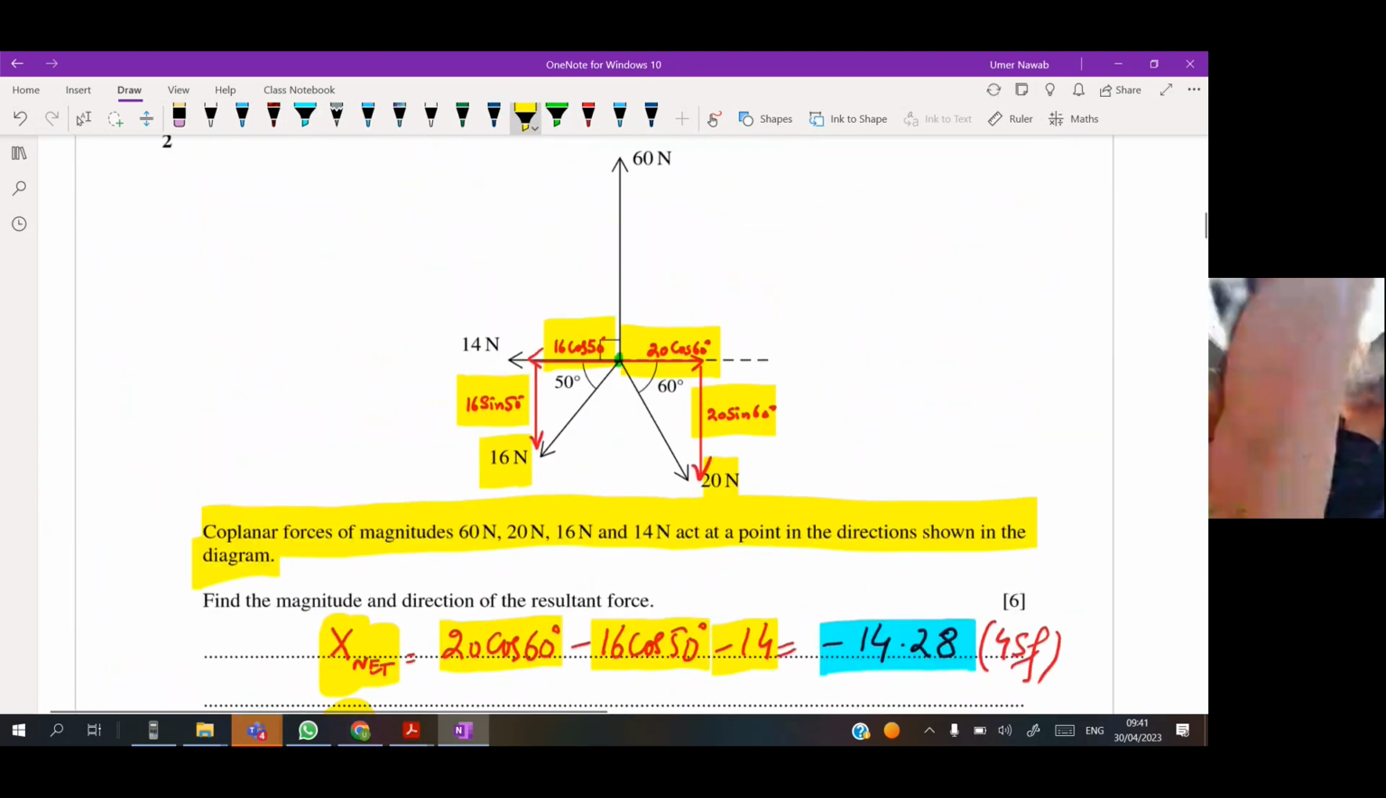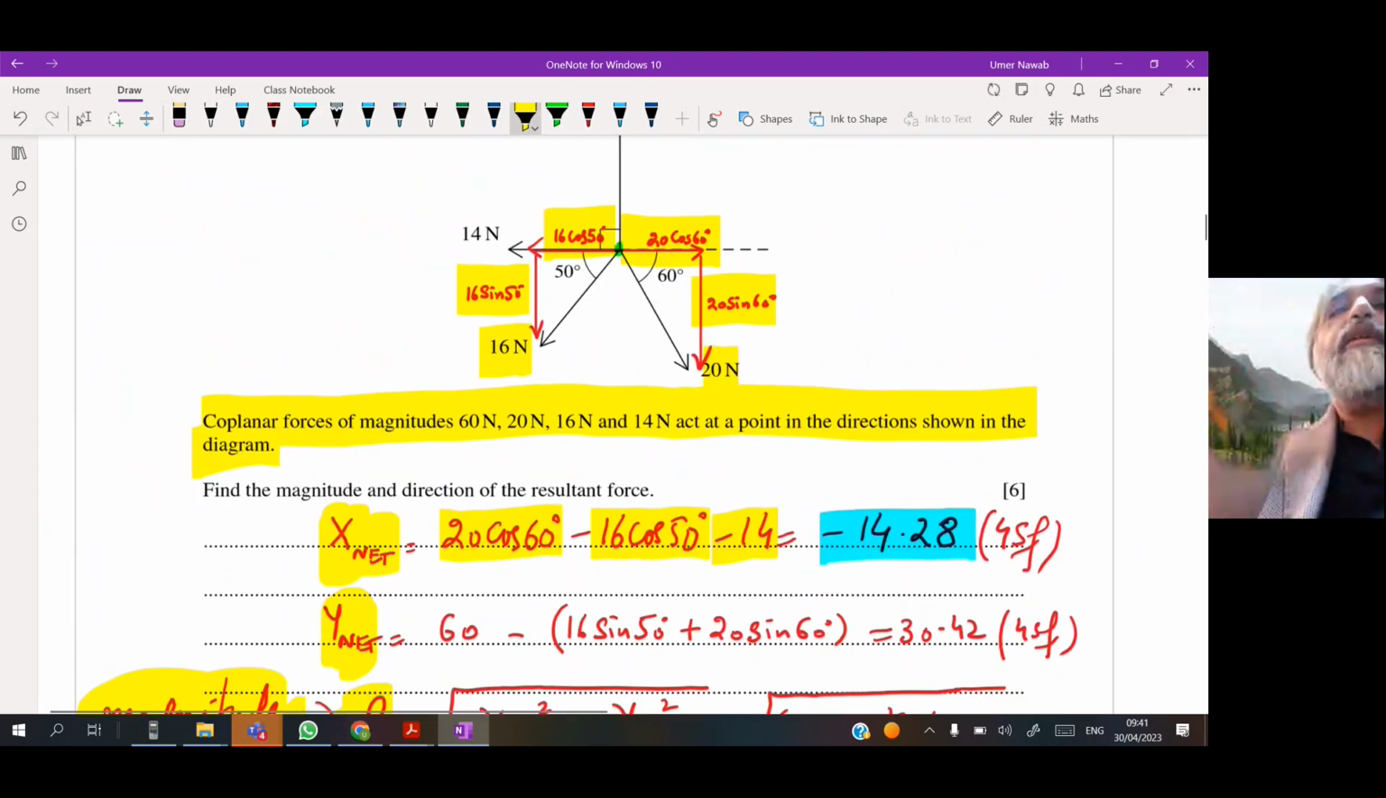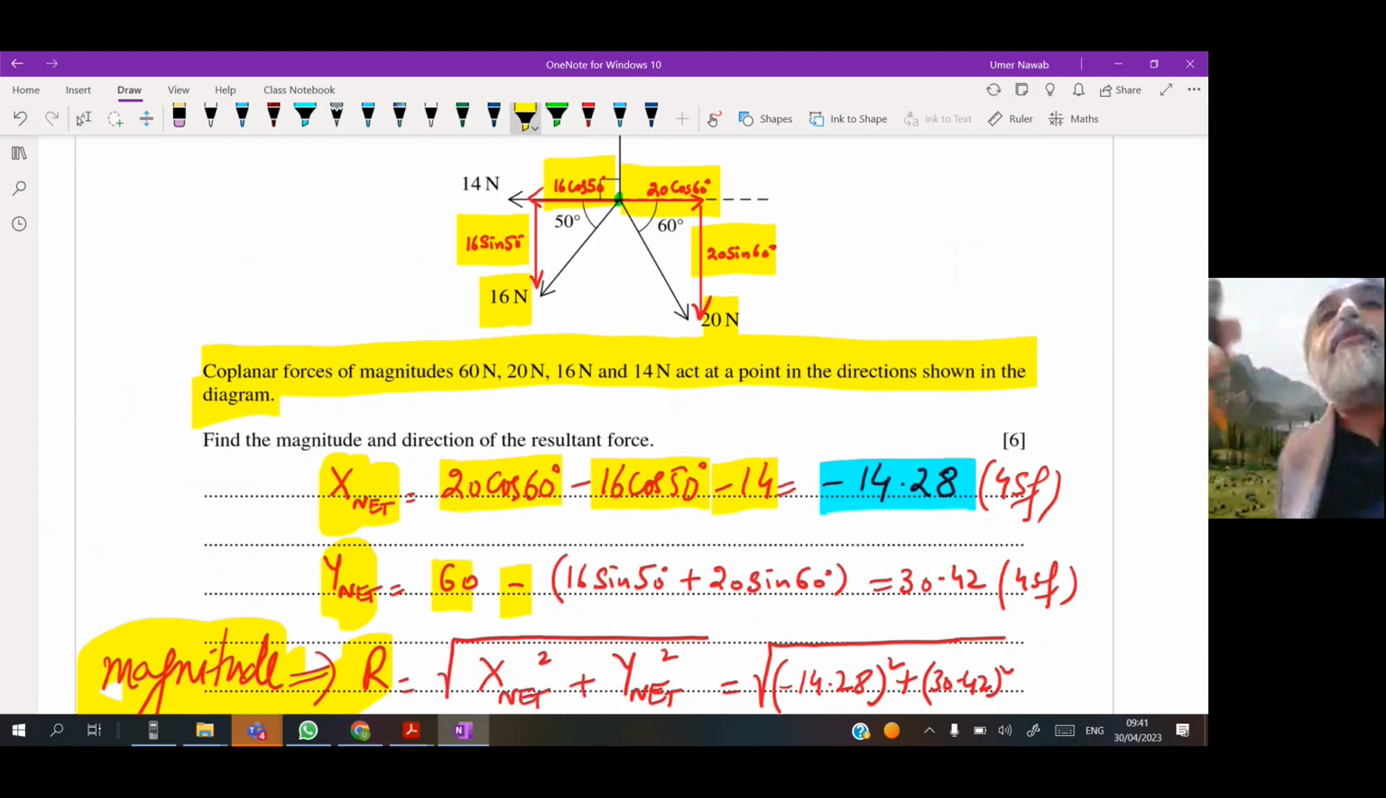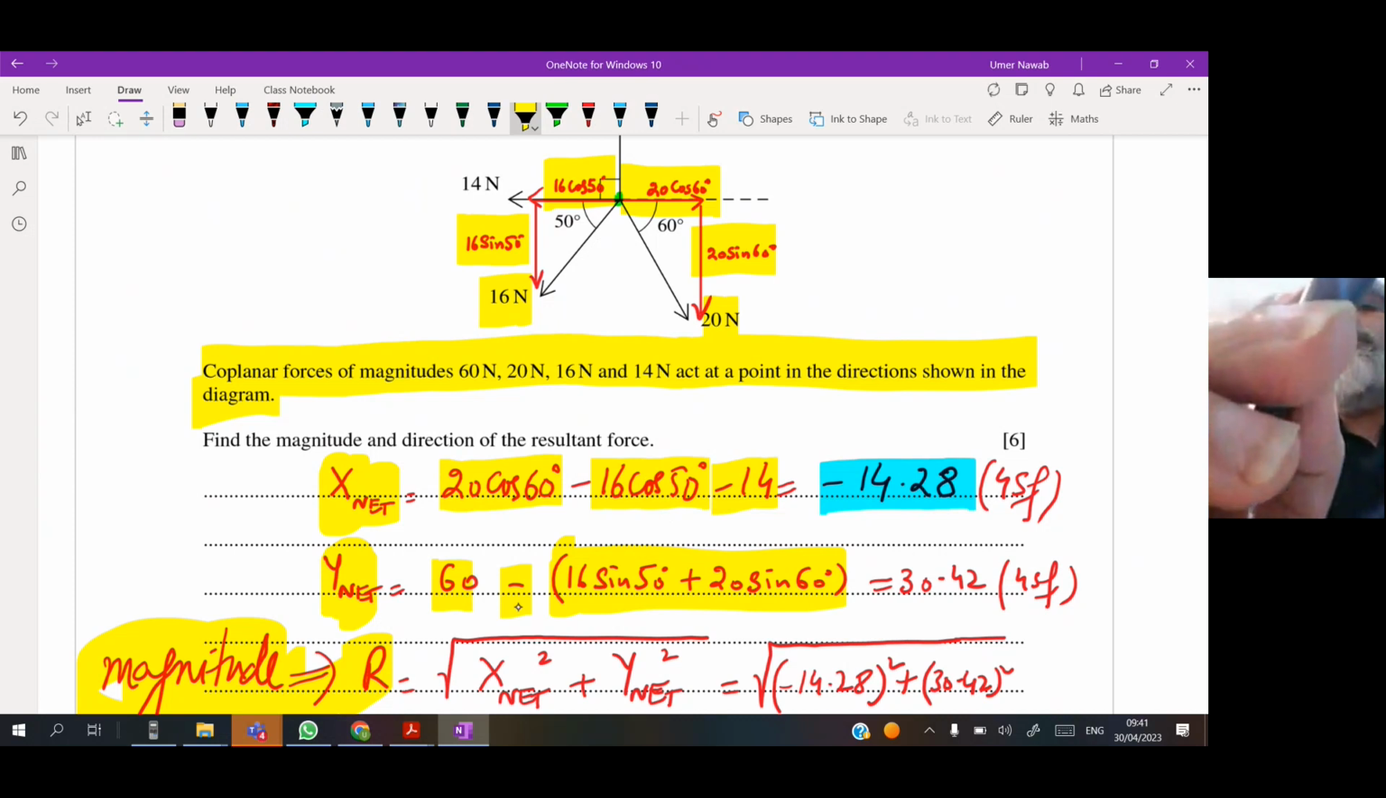Now I need to find my y net. For y net, how many forces are acting upward? One force, 60 Newton, is acting upward. How many forces are acting downward? Here you will say, Mr. Omer, you said you always write the sign with the forces, but now you have used a bracket. Man, I want to give you both concepts. Did you see that I wrote a negative sign and then used the bracket?